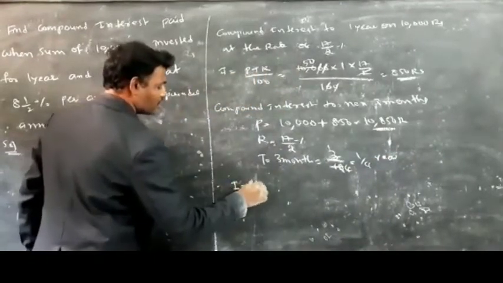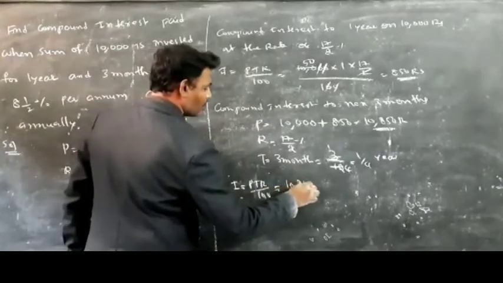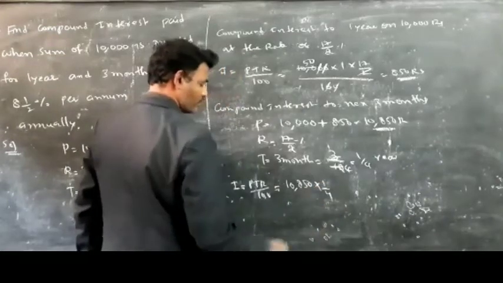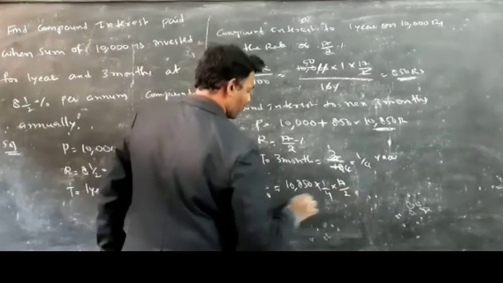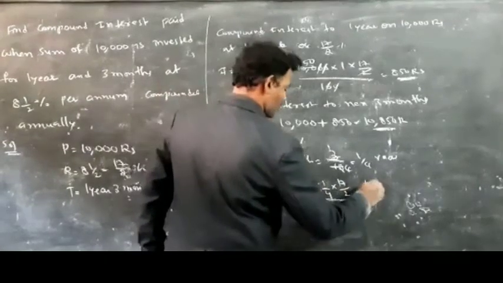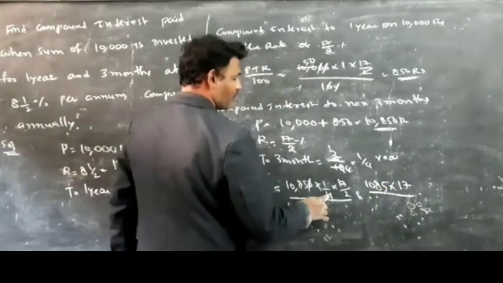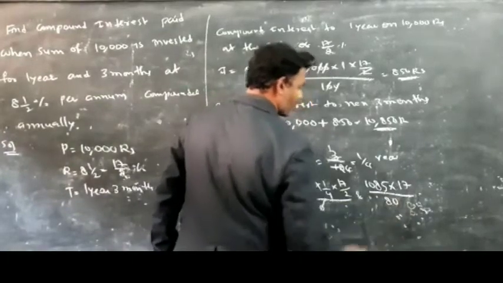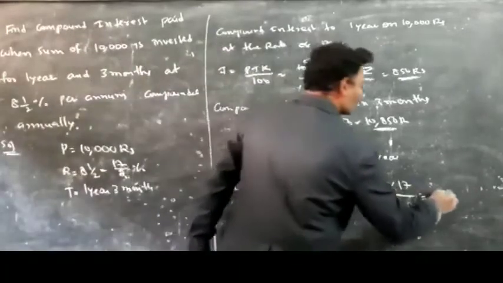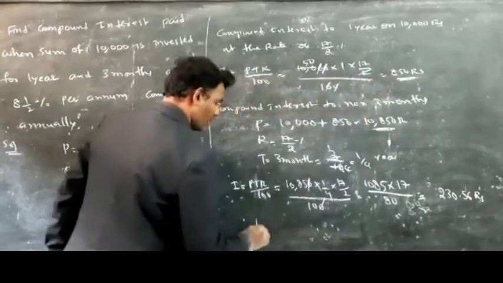What is the formula? I is equal to PTR by 100. P means 10,850 into T means 1 by 4 into R means 17 by 2 by 100. 0 0 gets cancelled, is equal to 1085 into 17 by 10, 4 fours are 16, 4 twos are 8, that is 80. Now do the calculations. By doing the calculations you will get the answer 230.56 rupees.